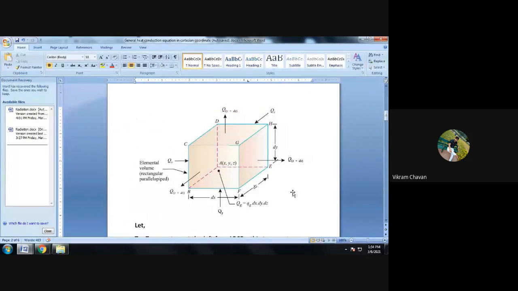Okay, so the important thing is this particular diagram. If you understood the diagram, then it will be easy to solve the derivation or move ahead in the derivation.